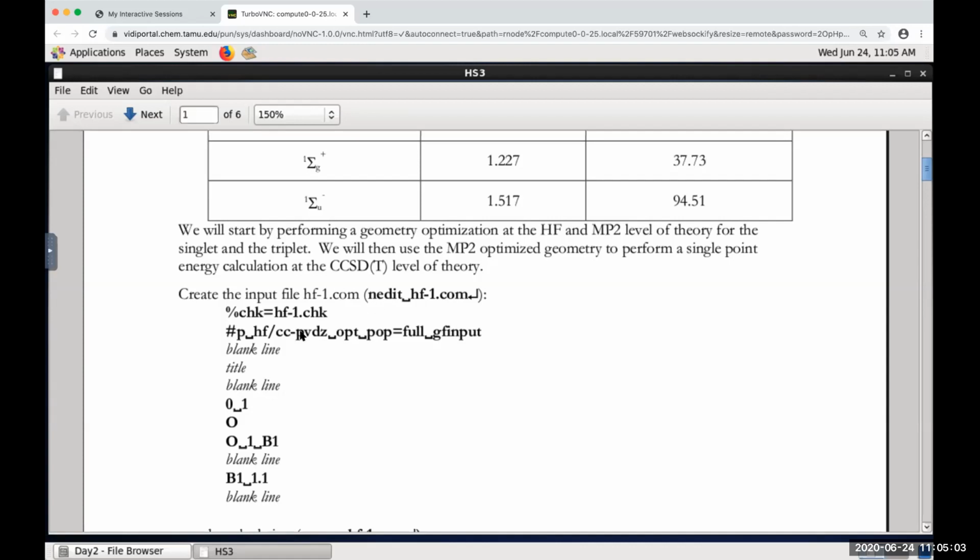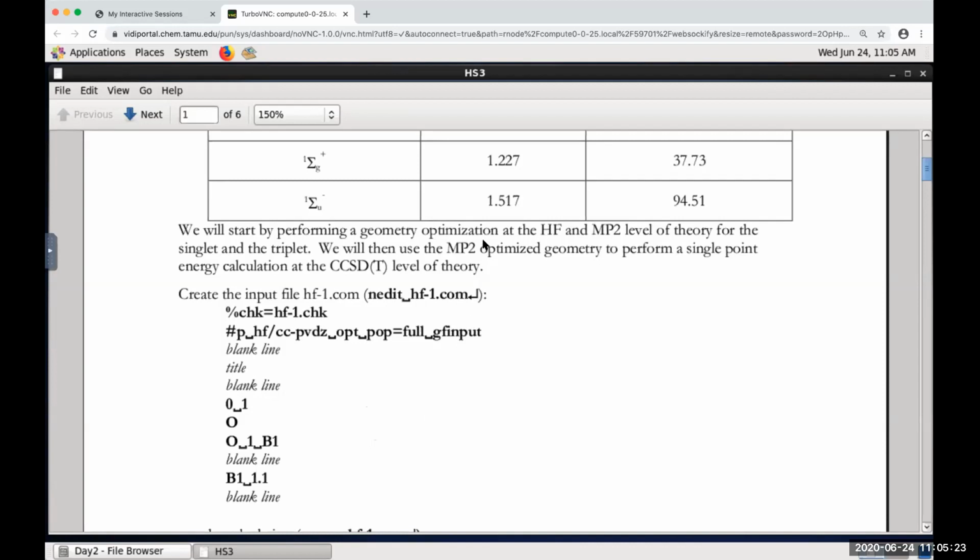Remember, Hartree-Fock does not include that all-important dynamic electron correlation. But MP2 does. It includes double excitations to incorporate some dynamic electron correlation. So we can afford to do this. We're going to optimize the geometry at both the Hartree-Fock and the MP2 level of theory.